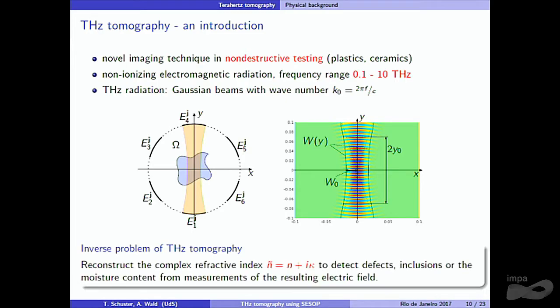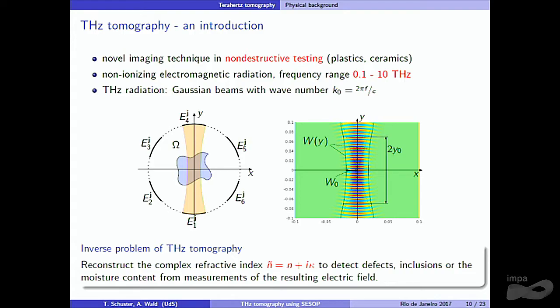And the inverse problem of terahertz tomography reads as follows. From all these measurements at these detectors, from transmissions and reflections, reconstruct the complex refractive index of the medium. That means the refractive index as well as the extinction coefficient.